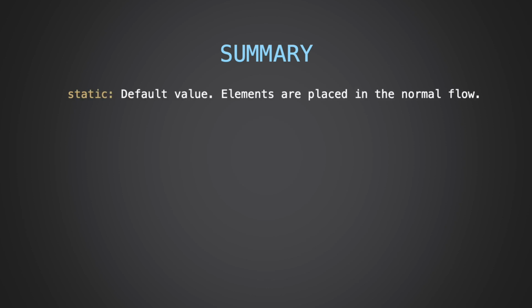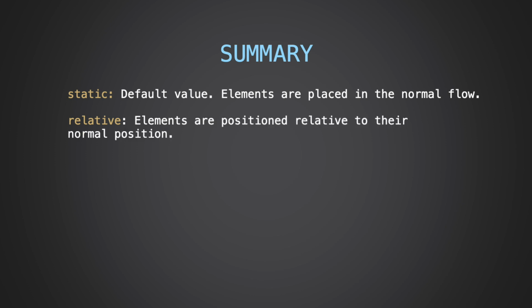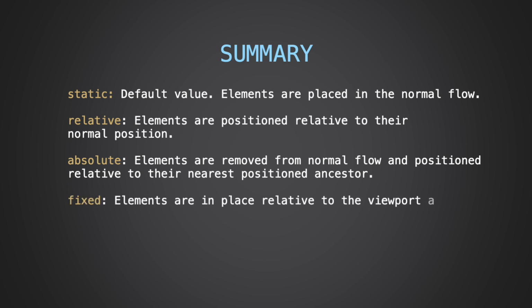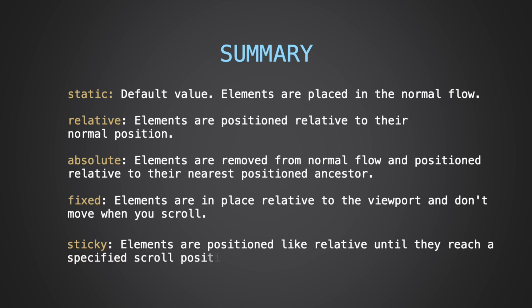So let's quickly summarize the 5 main values of the position property. Static is the default value and elements are placed in the normal flow. Then relative, elements are positioned relative to their normal position. Absolute, elements are removed from the normal flow and positioned relative to their nearest positioned ancestor. Fixed, elements are fixed in place relative to the viewport and they don't move when you scroll. Sticky, elements are positioned like relative until they reach a specified scroll position, then they stick like fixed.